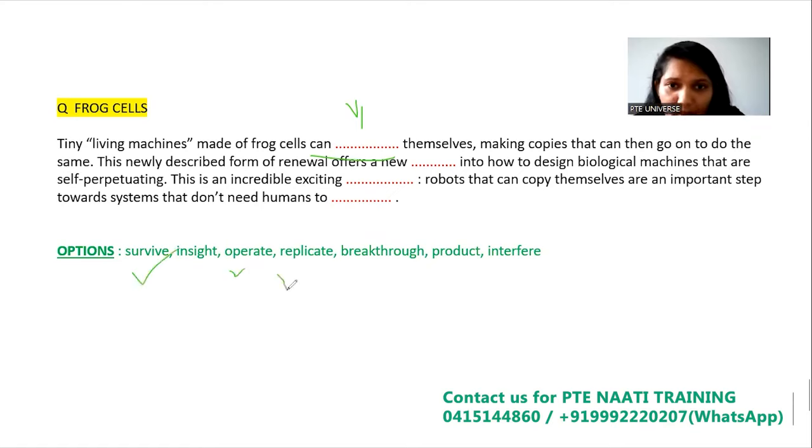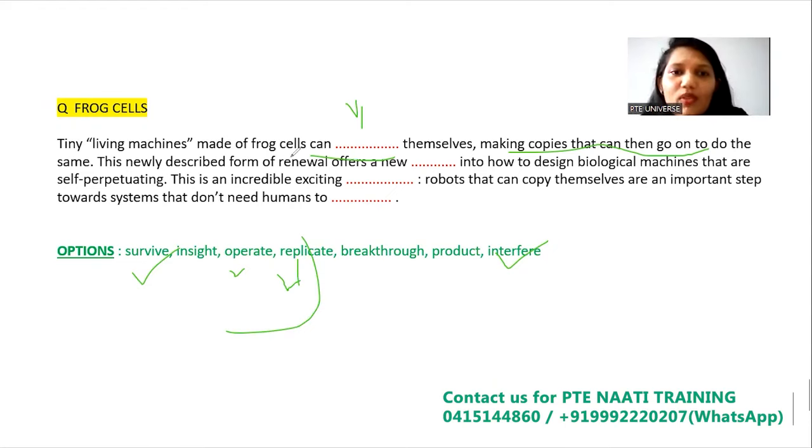Survive, operate, replicate, interfere. So they can dash themselves, read ahead, making copies that can go. So making copies itself means replicate. So the answer is already given in the passage. Sometimes students find new words and they're like, I'm not able to understand. Read ahead, you will find the answer. It's given in the passage sometimes.